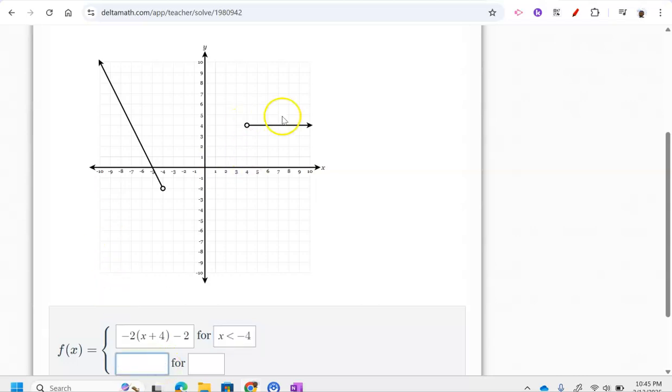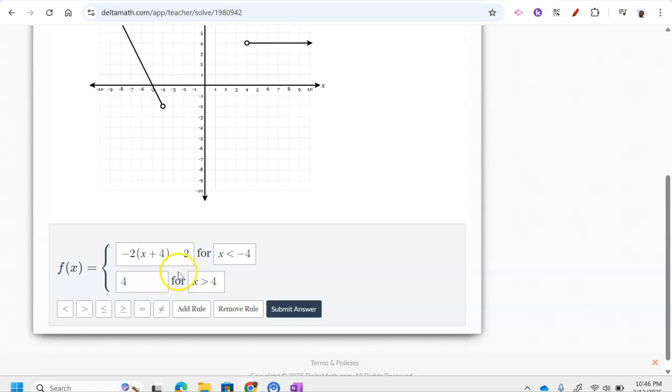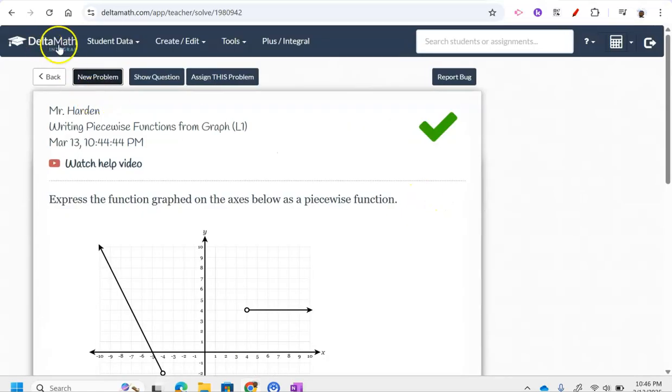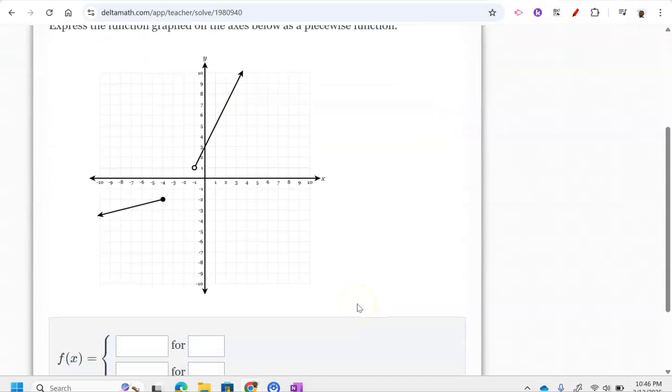This other one is just constant, so whatever the y value is for that is constant there. And it only exists when x is greater than +4, right? And if I did that correctly, this whole left 4 down 2 because of this point, then I should be able to get this right. I did. All right. So I think that hopefully helps.